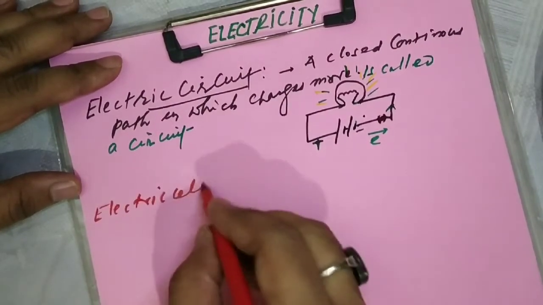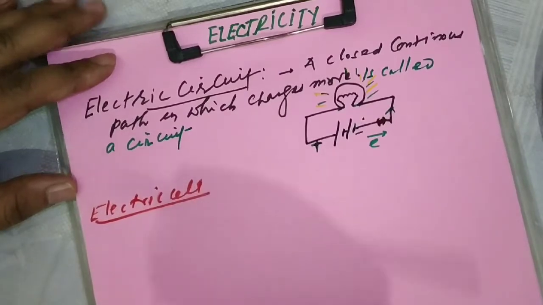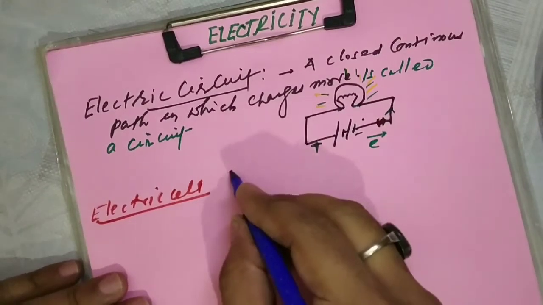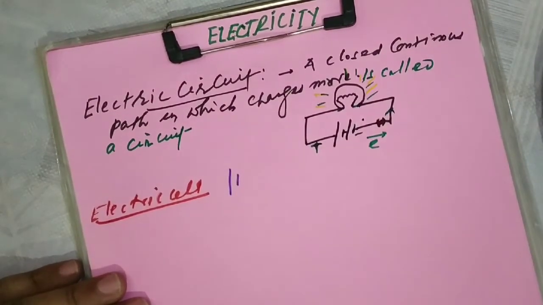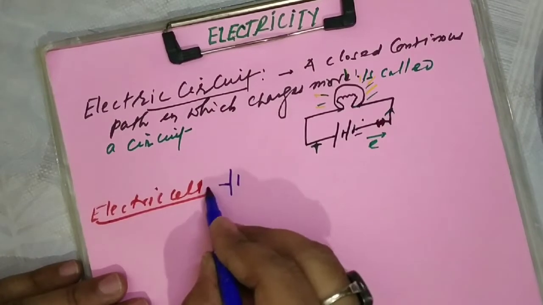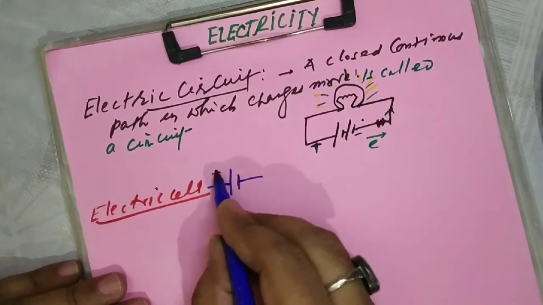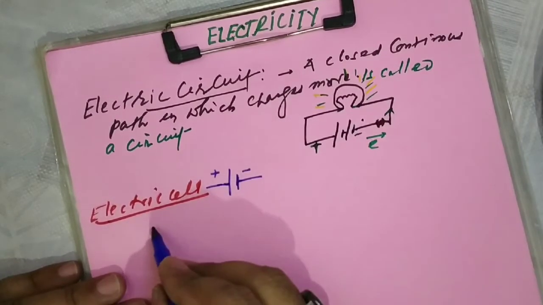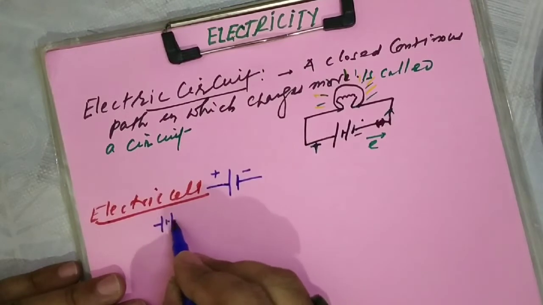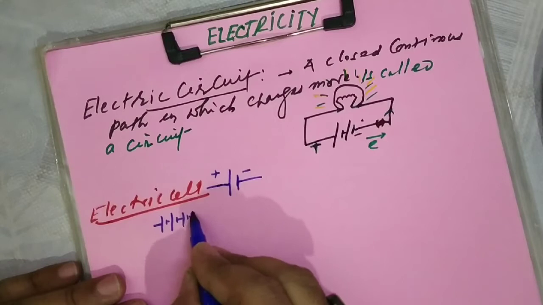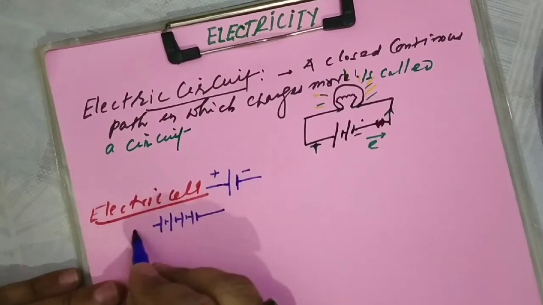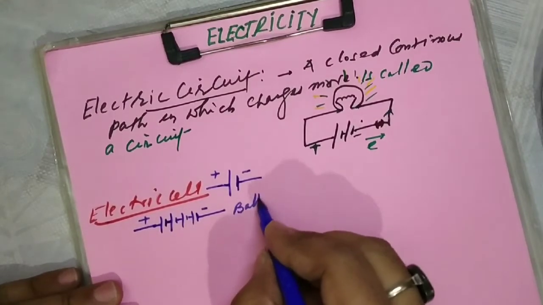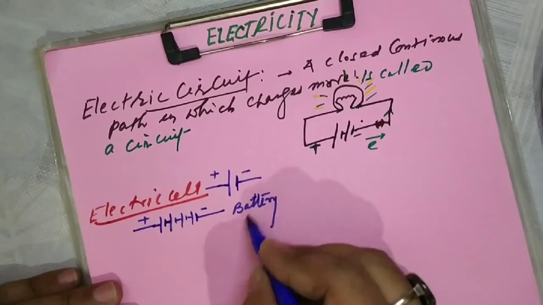Like we have the electric cell. The electric cell is denoted with two lines, one larger, the other smaller. The larger line represents the positive terminal and the smaller line represents the negative terminal. And if we continuously connect some cells, they form a battery. A combination of cells forms a battery.